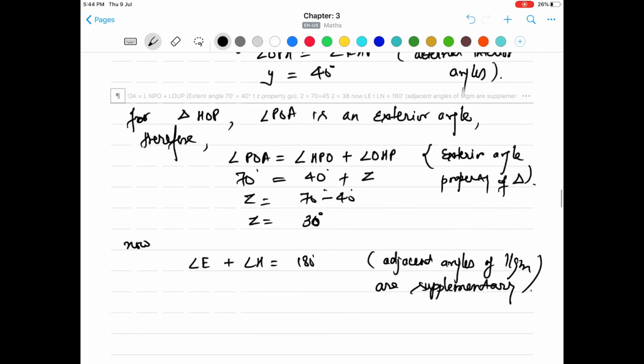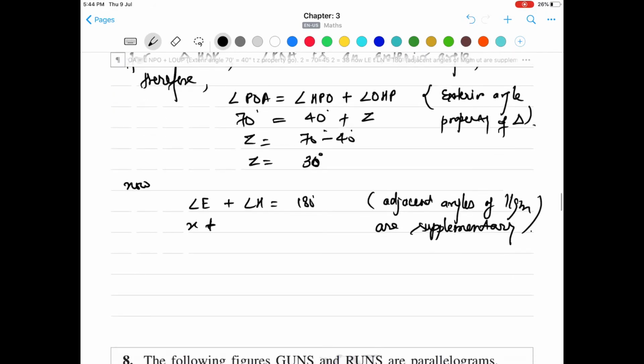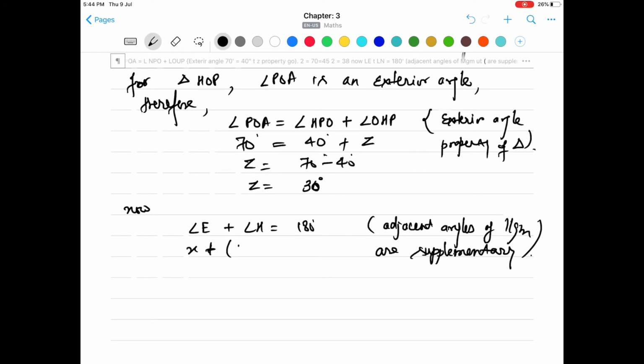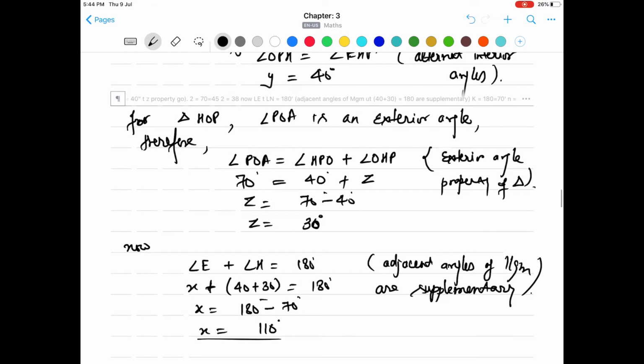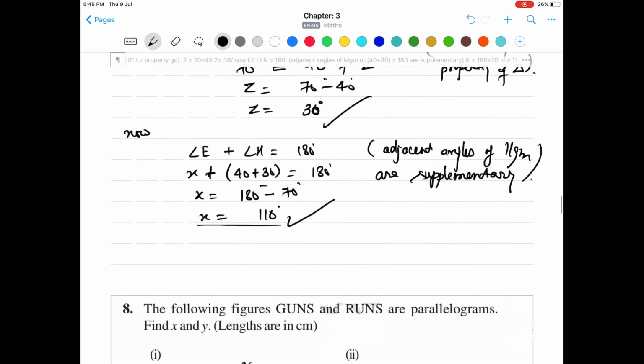So E is given as angle x, plus H is given as the sum of 40 degree and Z. So we have x plus 40 degree plus Z, which is 30 degree, equals 180 degree. This 40 plus 30 is 70, so minus 70 on this side. So x is equal to 110 degree. So we got the measure of all three angles. x is 110 degree, y is 40 degree and z is 30 degree. That's the solution of question number 7.